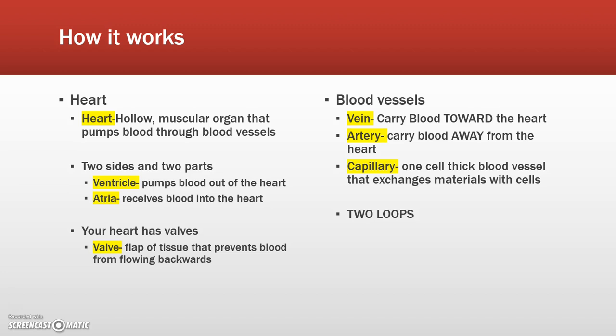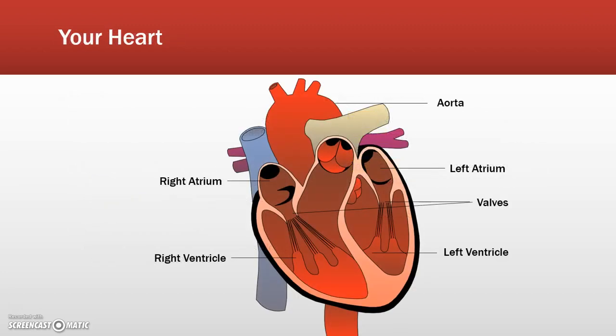The second part of the circulatory or cardiovascular system are blood vessels. So you have veins, which carry blood toward the heart, arteries, which carry blood away from the heart, and capillaries, which are one-cell thick blood vessels that exchange materials with cells, and they also take away the waste products as they exchange those materials. And it happens in two loops, and we'll talk about that a little bit later. But first, I want to make you aware of the parts of the heart that you need to know.